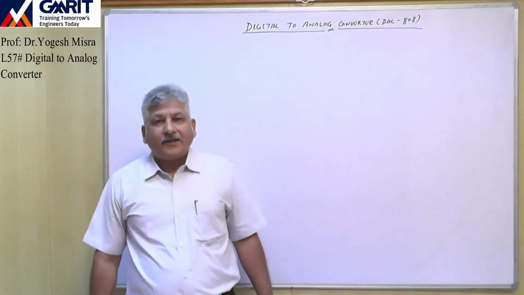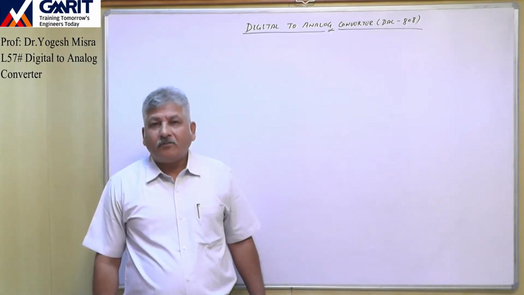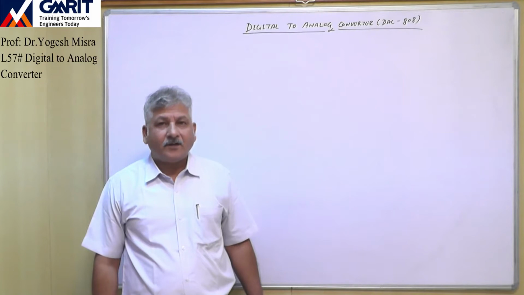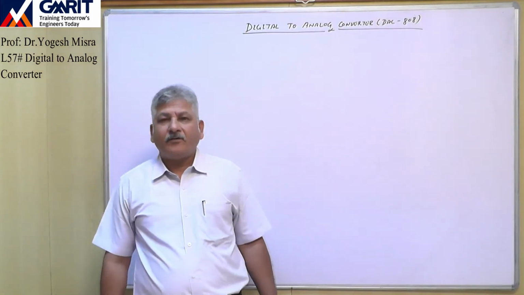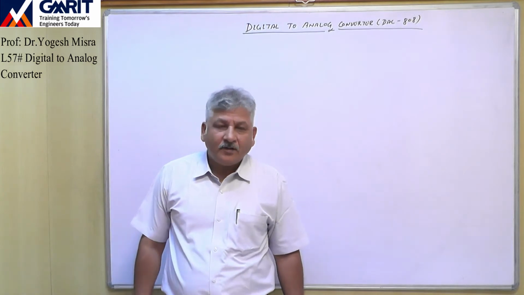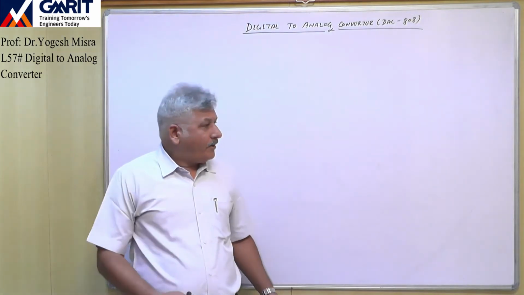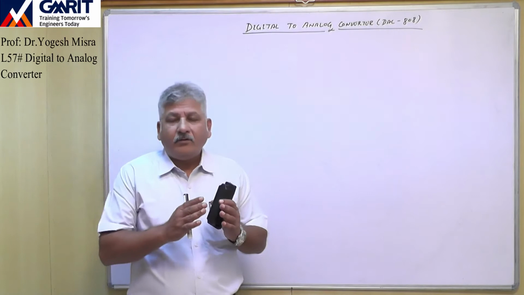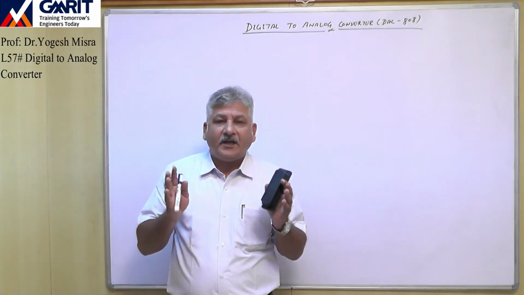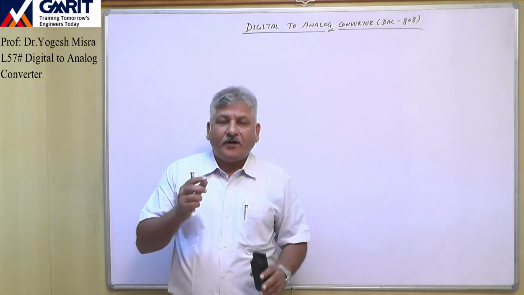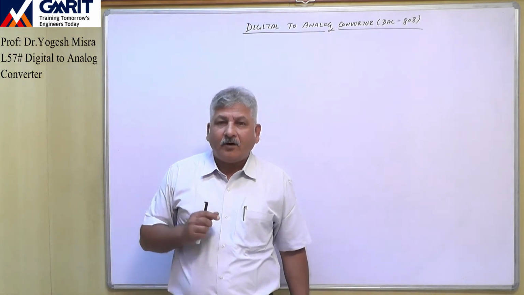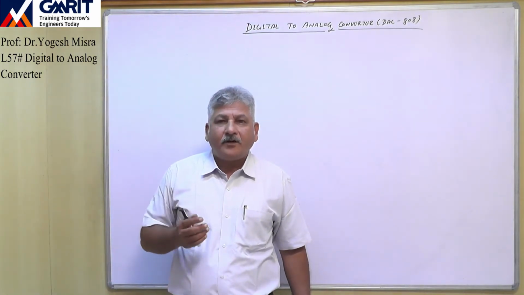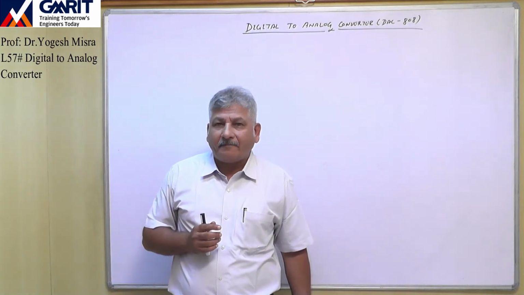So in the previous lecture we discussed the analog to digital converter and how to interface an analog to digital converter with the 8051 microcontroller, and we have seen one program also. Now to control the environment, we have to operate the actuator. To operate the actuator, we require an analog signal.